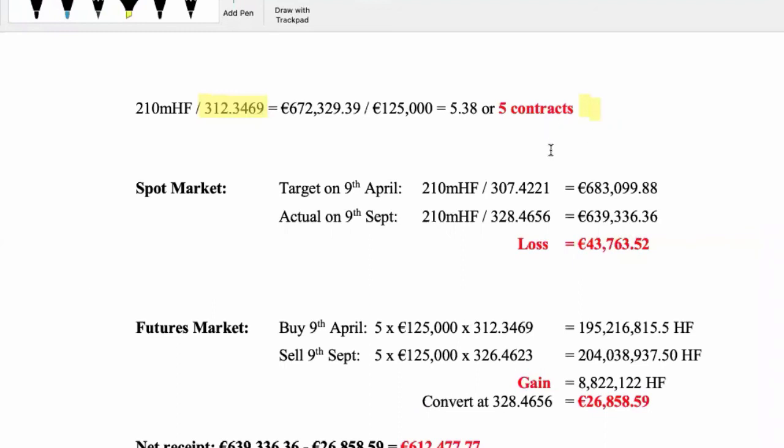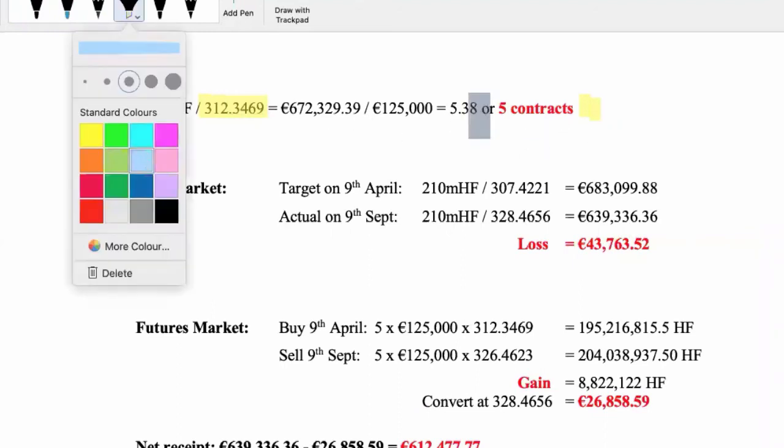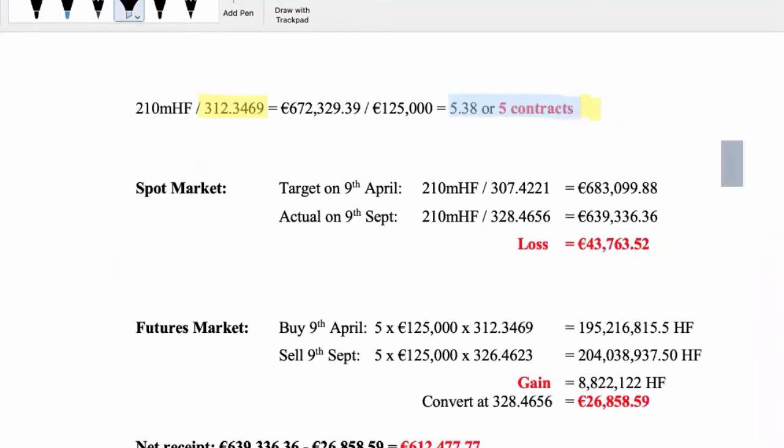Can anyone tell me why we're not going to get a perfect hedge? It's based on a previous calculation up here. We only have 5 contracts. If I was able to do part contracts of 5.38, I should be able to offset that loss of 44,000 with a gain of 44,000. So those of you who decided to round up to 6 will have actually made a larger gain than what I'm going to show right here.